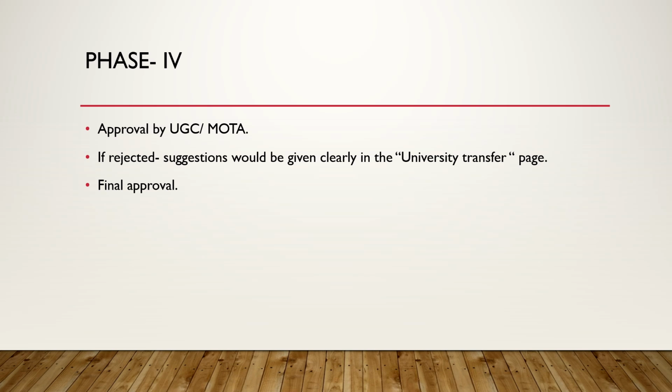So these are the steps that have to be done in order to get a successful university transfer. Generally, university transfers are feasible only once during the 5 years of the UGC fellowship tenure.